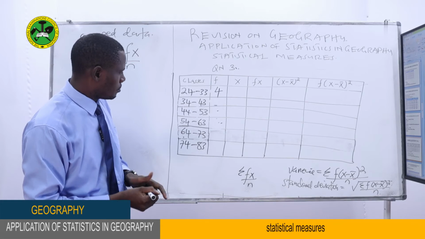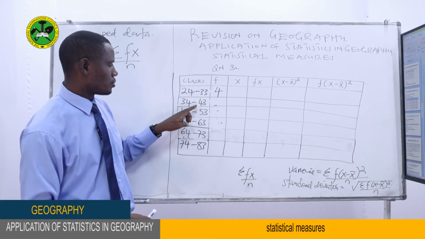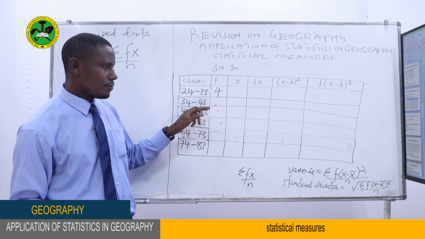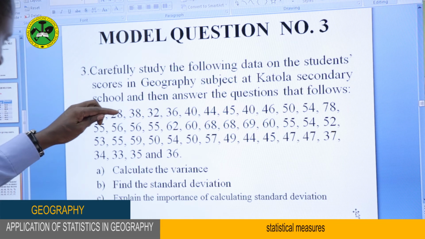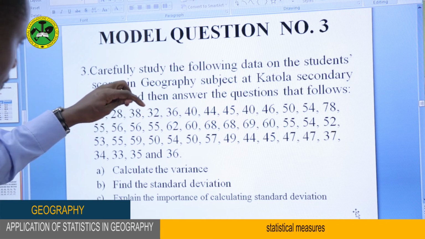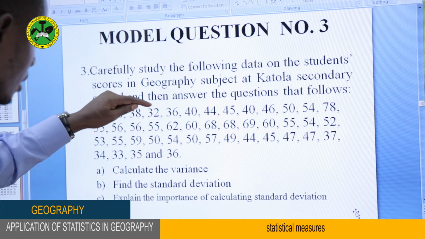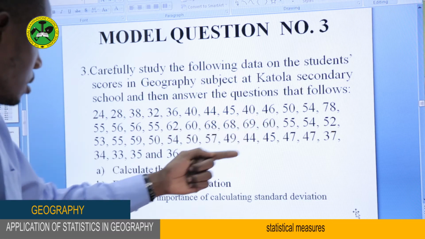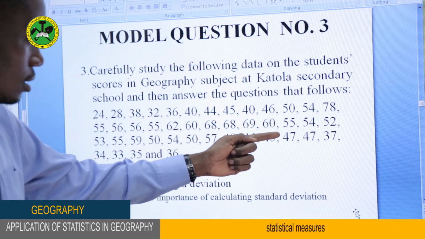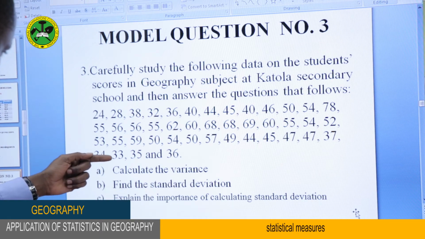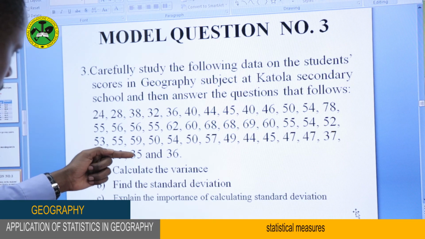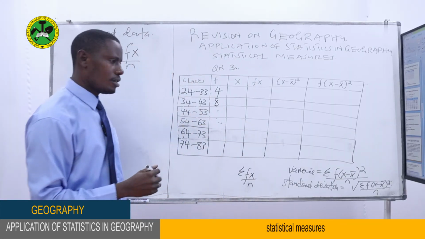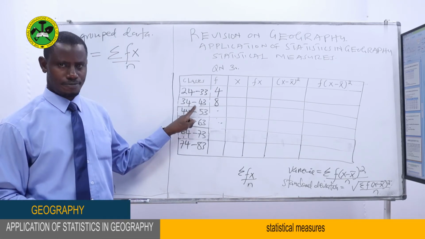Then we go to the next class, the students who scored from 34 to 43. Turning back to our data, if you check, you go through the data and find the ones in that range, one after another. For that class, we find that we have 8 students. So there are 8 students who scored from 34 to 43.